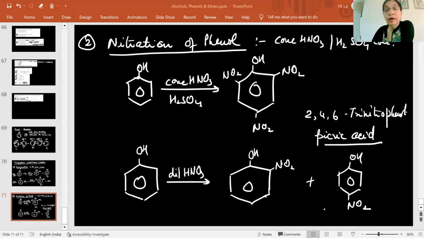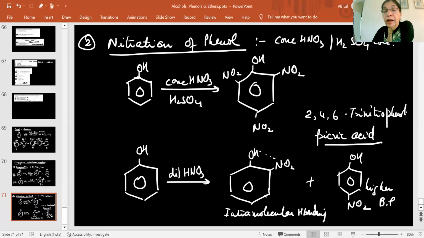Paranitrophenol will have a higher boiling point. Correct, this one has a higher boiling point. Why does orthonitrophenol have a lower boiling point? Because this one shows intramolecular hydrogen bonding, right?